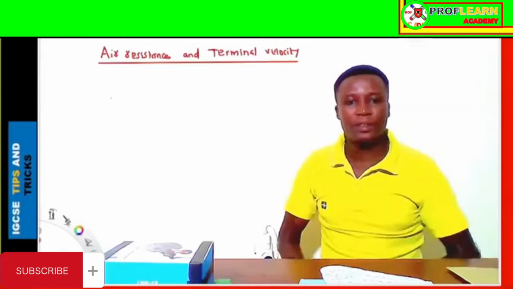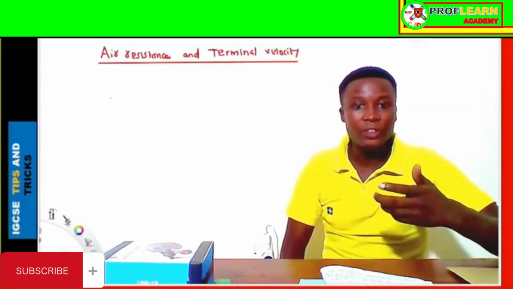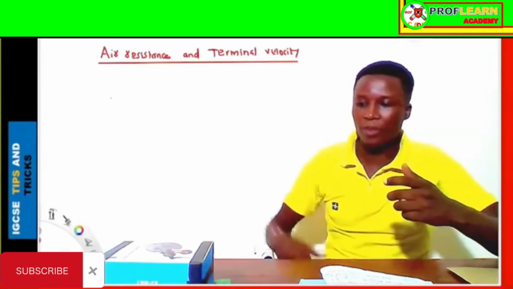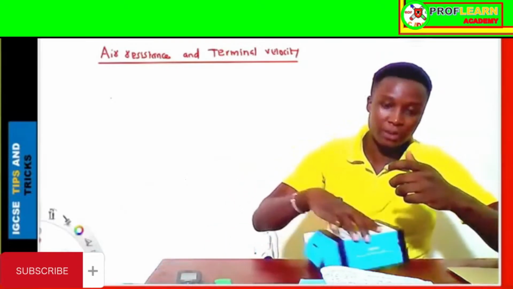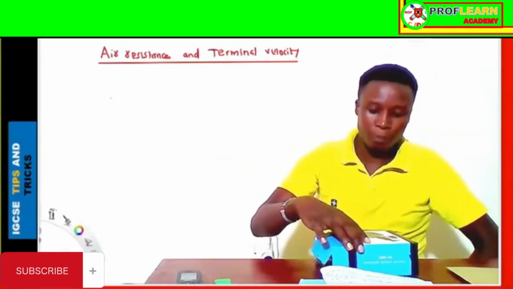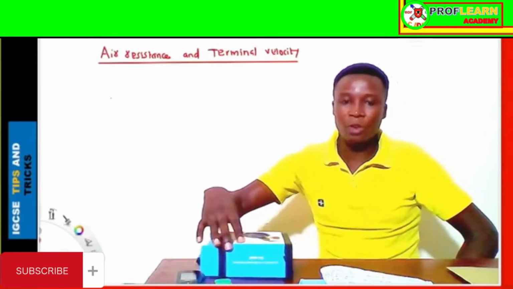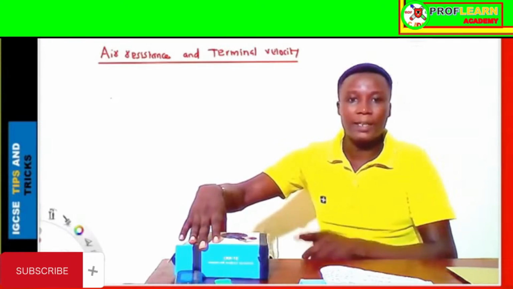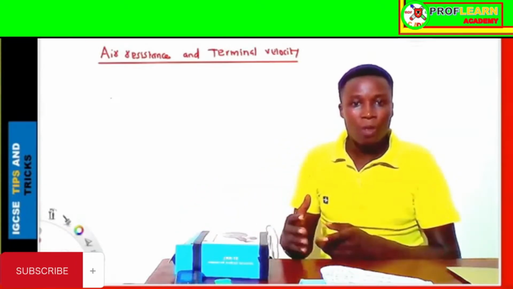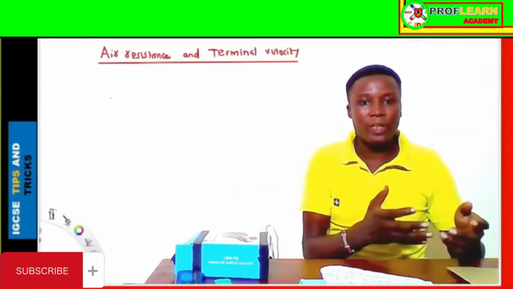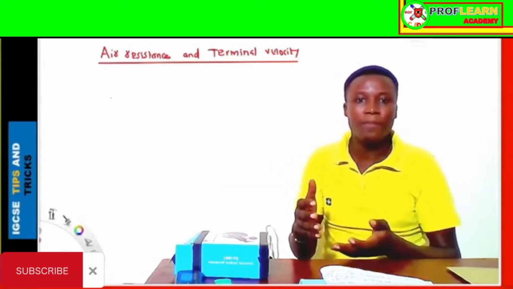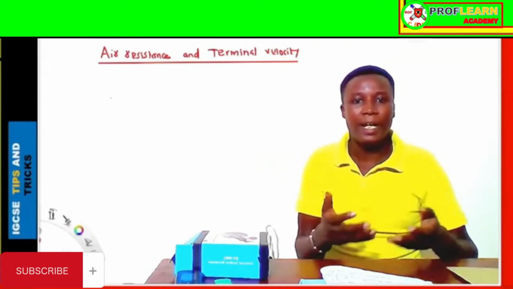Different moving objects experience different forces depending on where they're moving. For instance, if I have this box here and I apply a force to pull it, there is frictional force between it and the table. Also, if a vehicle is moving along a road, there is friction between its tires and the road.